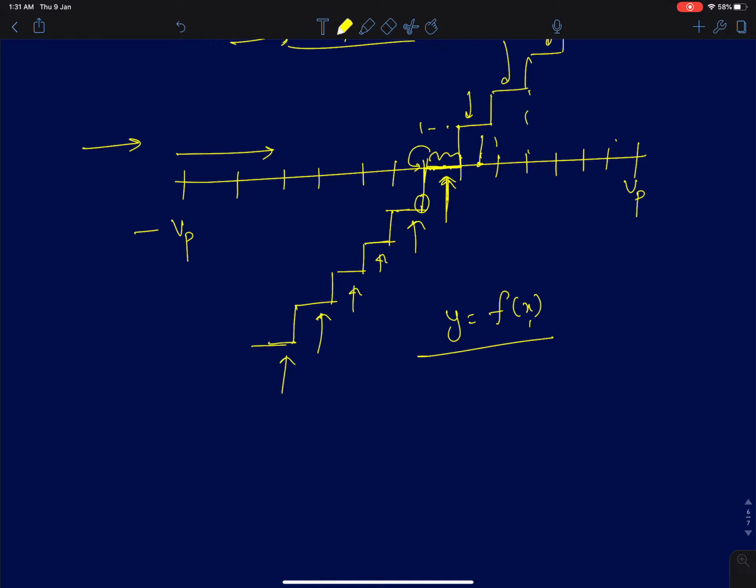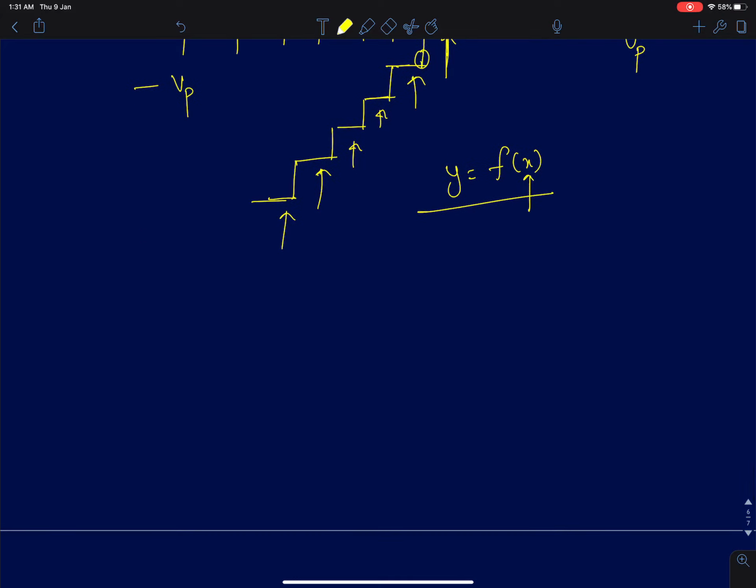I can't find x given y. I can't find the value of x. That is why quantization is an irreversible process. You have lost something from the signal. So there is always a noise or distortion added. Once you quantize amplitudes, you are going to add some distortion to the signal.